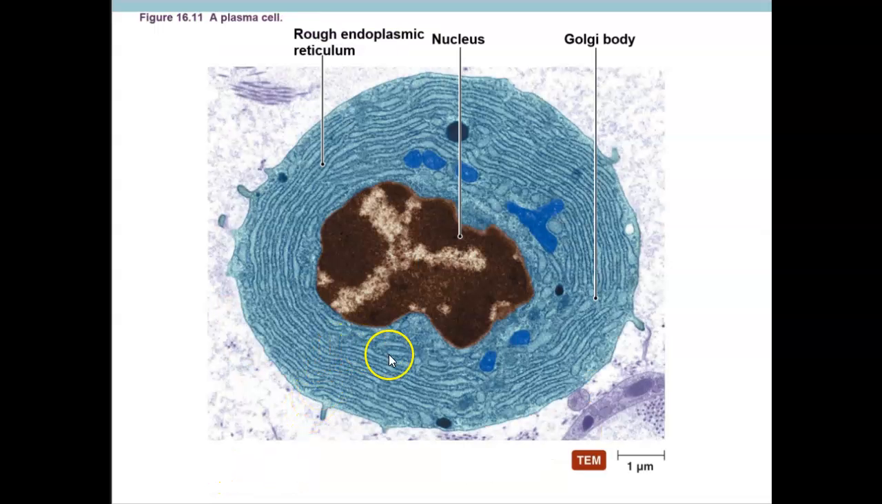So this cell, this is a plasma cell. This cell's whole job is to make proteins that get secreted. The only function it has is to pump out thousands and thousands and millions of antibodies.